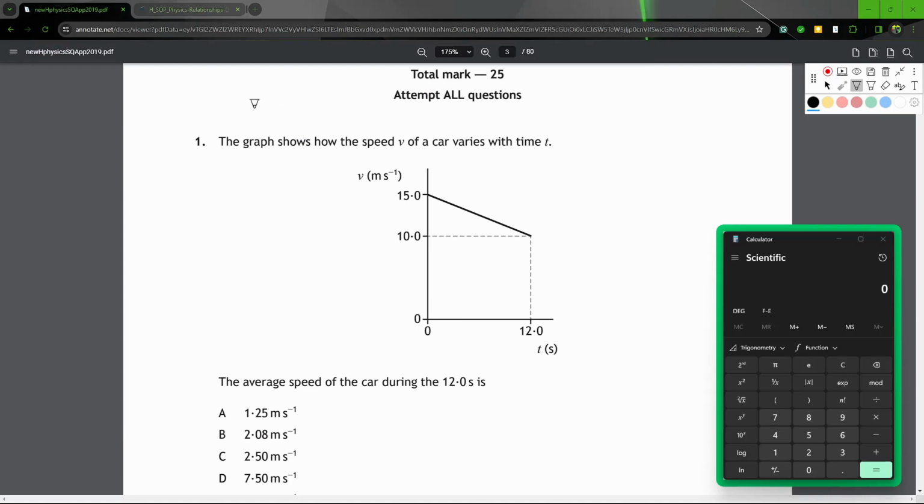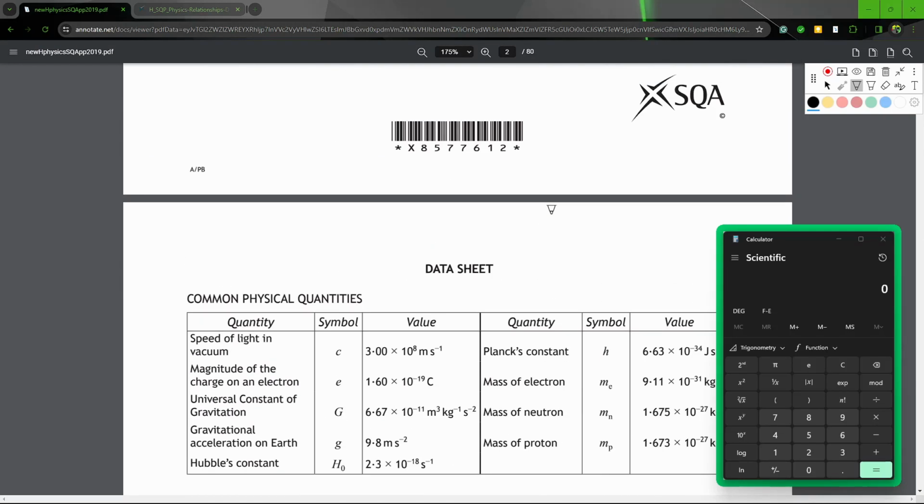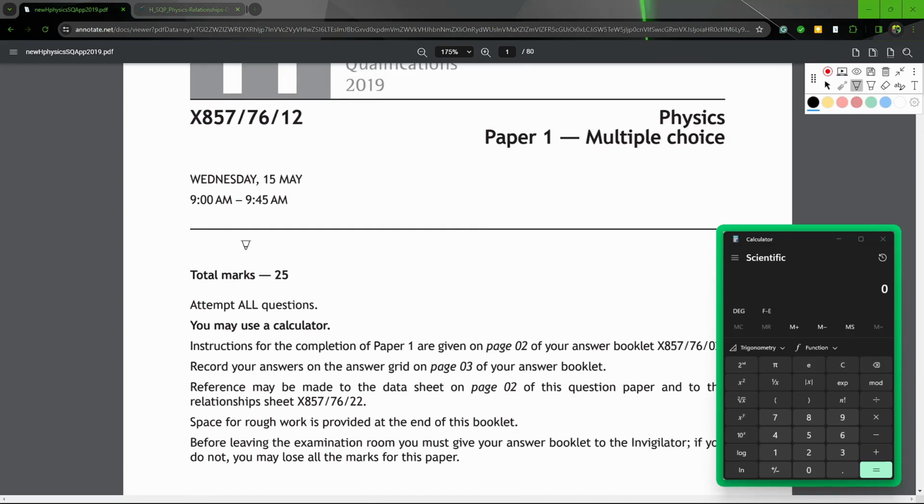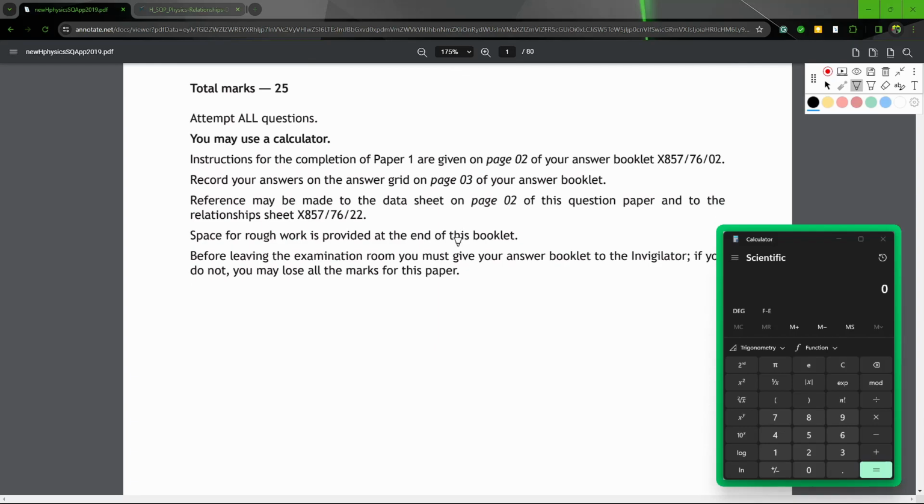Hello everyone. We're going to be doing another past paper today with the 2019 paper 1, the multiple choice paper for higher physics. And yeah, we'll get cracking. It's only 45 minutes and it's multiple choice, so I wouldn't worry too much about this. It's pretty easy, all things considered.